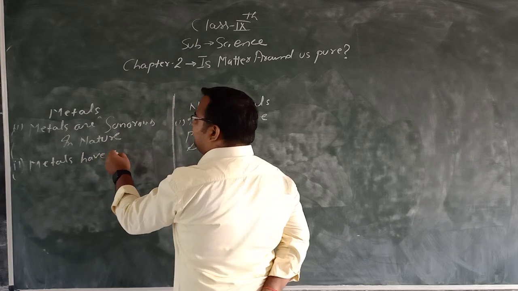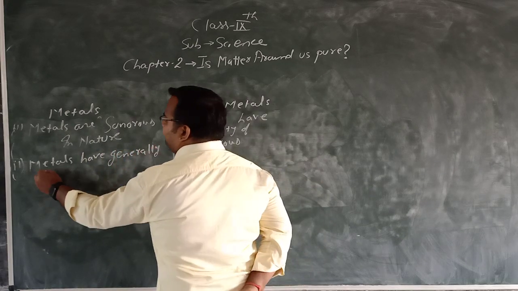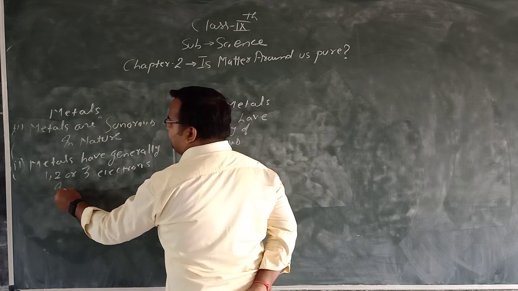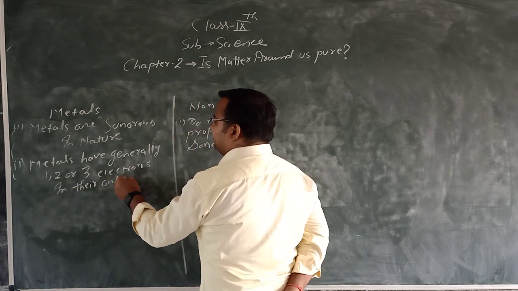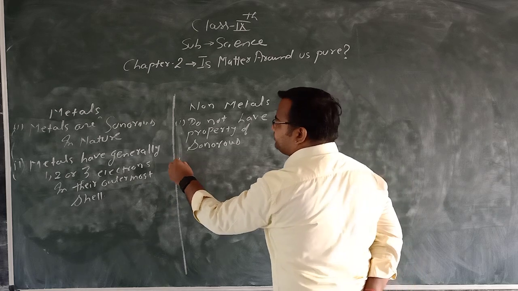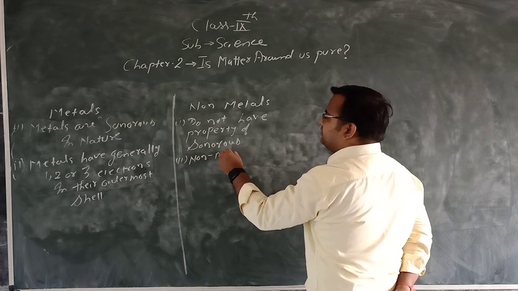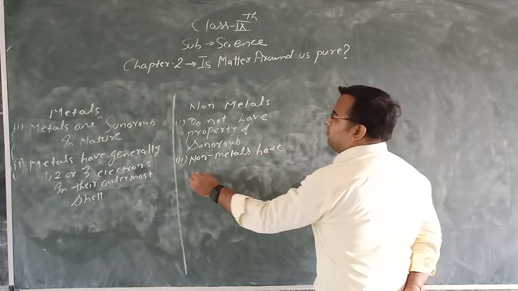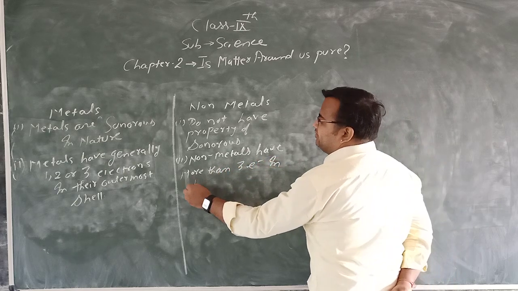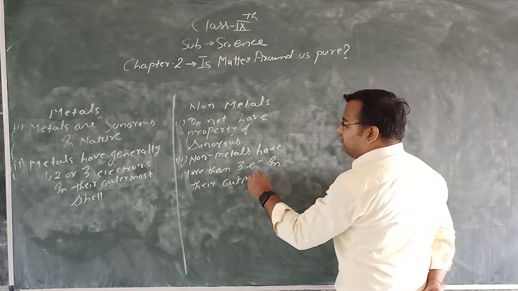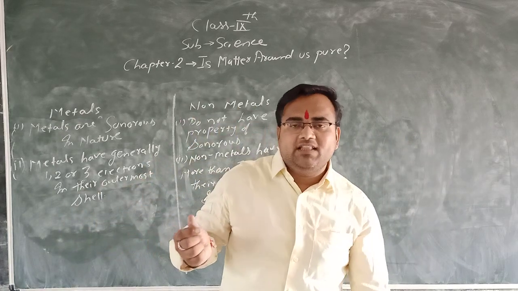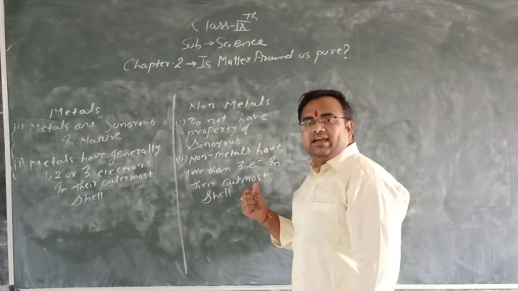Metals generally have 1, 2 or 3 electrons in their outermost shell, and non-metals have more than 3 electrons in their outermost shell.